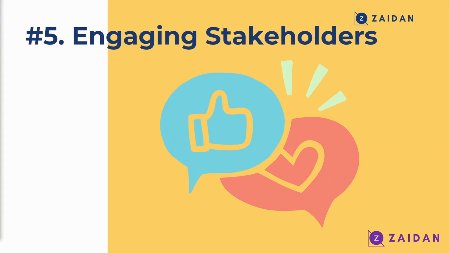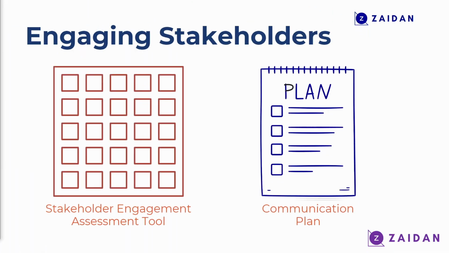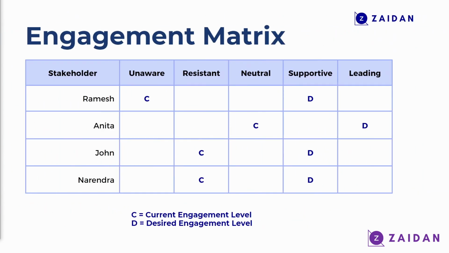Now that we have categorized stakeholders, the next step is to engage them. And we are going to talk about 2 particular engagement tools: the Stakeholder Engagement Assessment Matrix and the Communication Plan. The Engagement Matrix, also known as the Stakeholder Engagement Assessment Matrix, is where we track the current engagement level of every stakeholder as well as the desired engagement level.